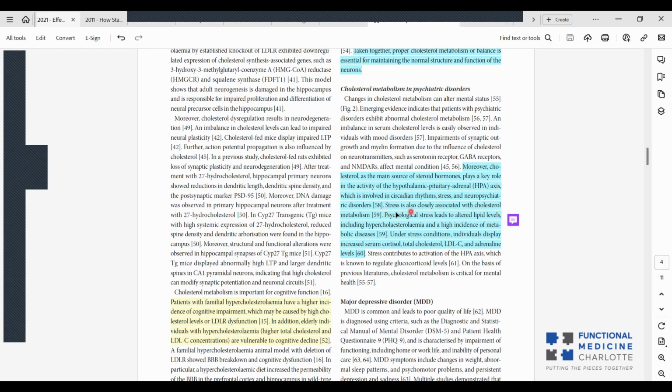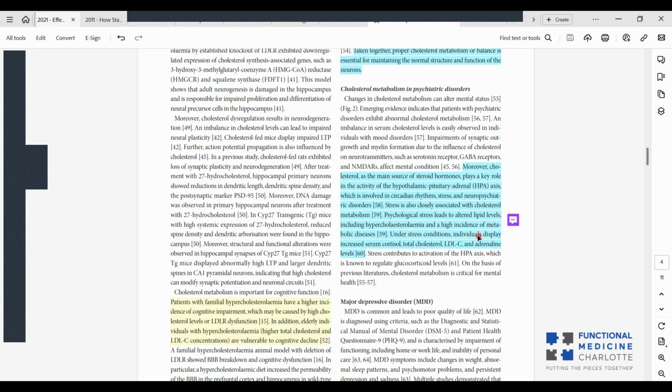Stress is closely associated with cholesterol metabolism. Psychological stress leads to altered cholesterol levels, including high cholesterol and a high incidence of metabolic disease. So we all give lip service to stress and psychological stress, but we often leave it there at levels that are too high for too long. Well, it's not this paper, but I was reading another paper this week that said psychological stress or mental stress can increase cholesterol levels up to 40%. That's a massive number. So psychological stress is just as dangerous and debilitating potentially as any of the other stressors like bad foods, or smoking, or physical inactivity, or sleep deprivation. Your high cholesterol might be due to staying in the job that you hate or in the relationship that's unhealthy.